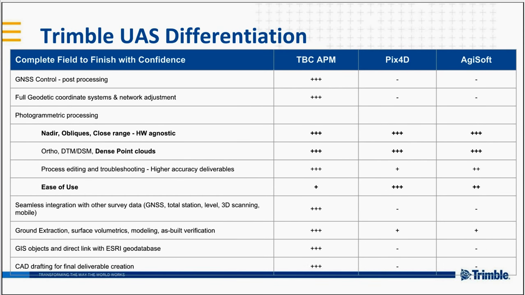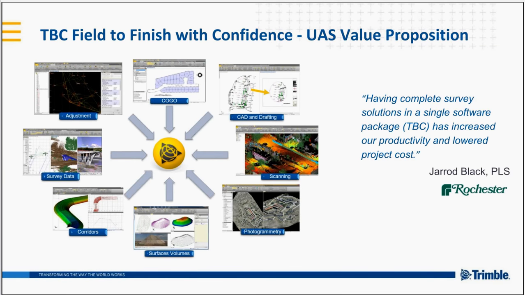Next. So our go-to solutions, or what we hope that folks here on the call promote, is the TBC field to finish, and our value proposition is the ability to take the customer all the way around the clock, from the ability to import survey data, perform all kinds of traverse, network and level adjustments, to COGO creation, parcel creation, CAD and drafting, and then with the integrated scanning and photogrammetry solution, lead customers into very professional grade surface and volume analysis and corridor extraction and interaction with Trimble Access.